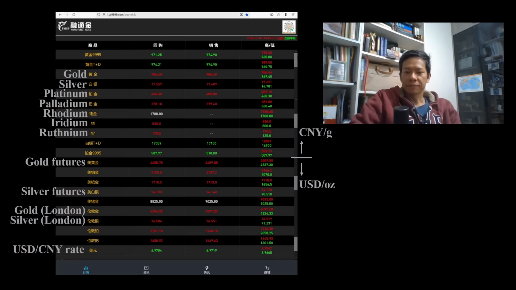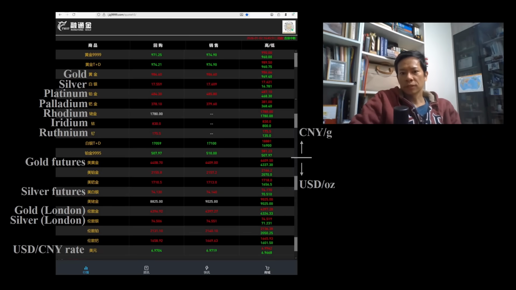For the upper half of this indicator, the units for all of these numbers are in Chinese yuan per gram. And for the latter half, the units are in USD per troy ounce. The very last column shows the exchange rate. So it just tells you how many Chinese yuan you can get for 1 USD.